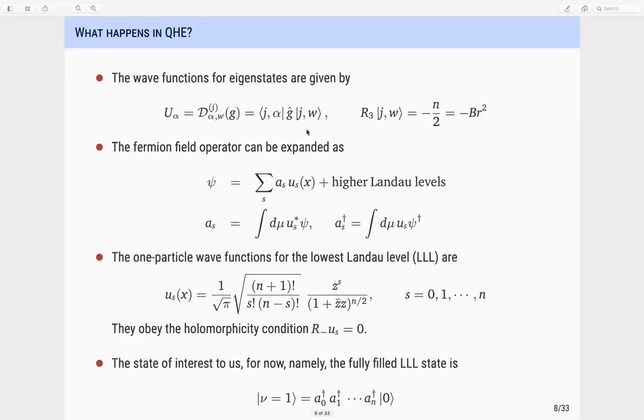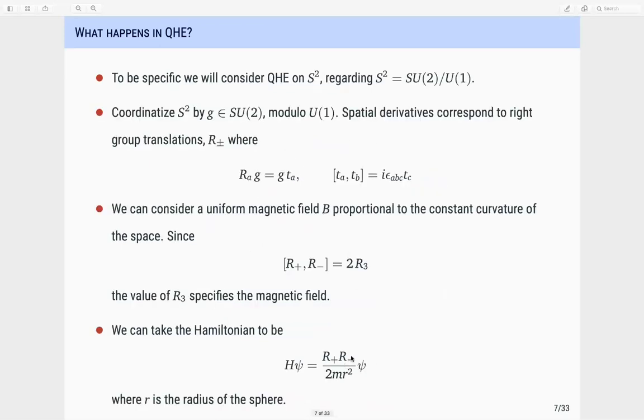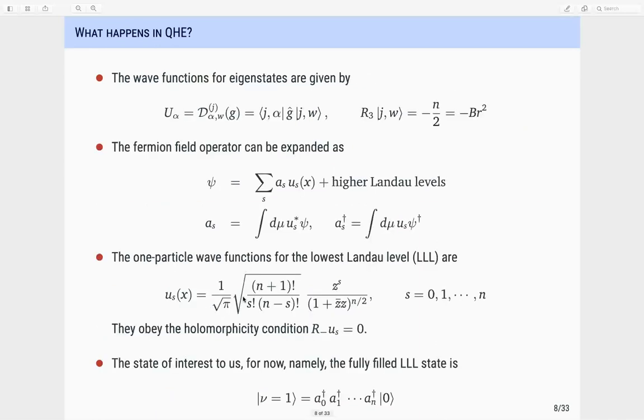These are easy enough to do. For the lowest Landau level, the right side here is in fact a lowest weight state, or highest weight state. So in that case, there is a holomorphicity condition that is obeyed, namely R minus on such states would be 0. And one can solve it trivially in a parameterization of the two sphere. In terms of stereographic coordinates Z and Z bar, I can write the wave functions explicitly like so. So there are little n plus 1 states. S is an index taking values 0 to n. And they obey this holomorphicity condition.